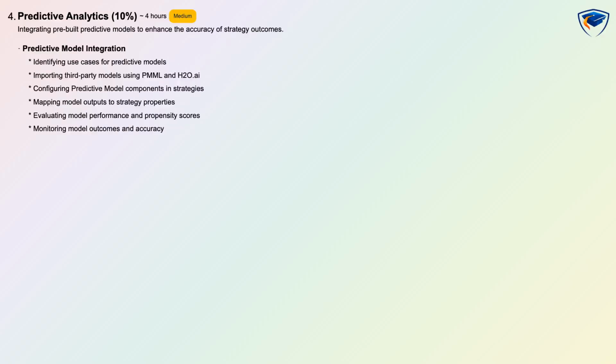Predictive analytics accounts for 10% and focuses on integrating pre-built predictive models to enhance the accuracy of strategy outcomes. You will identify use cases for predictive models, import third-party models using PMML and H2O AI, and configure predictive model components within strategies. The domain also covers mapping model outputs to strategy properties, evaluating model performance and propensity scores, and monitoring model outcomes for accuracy.